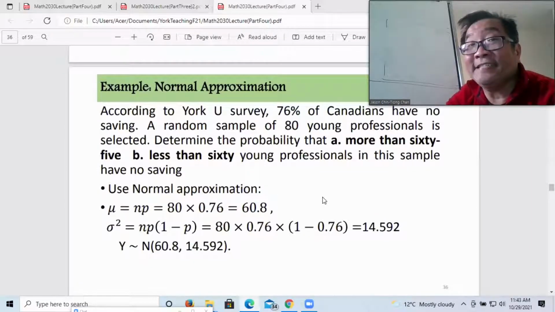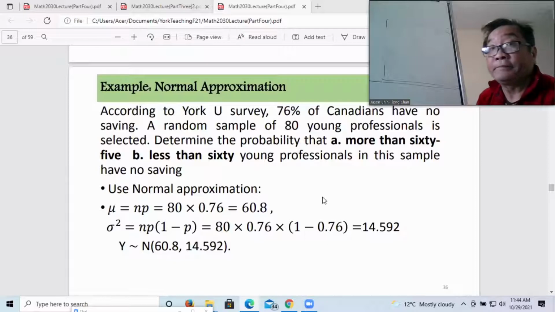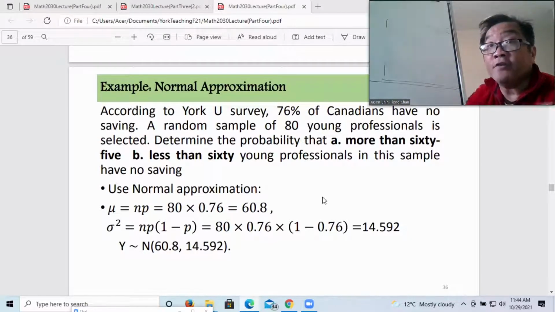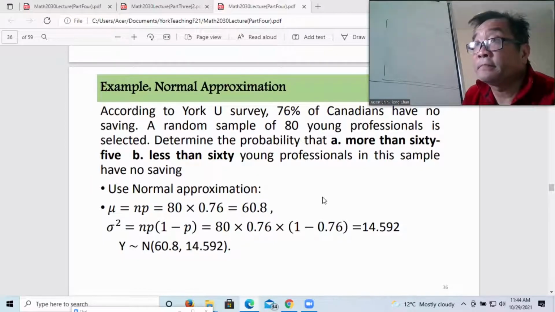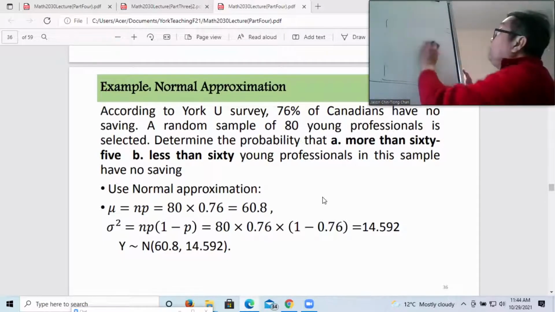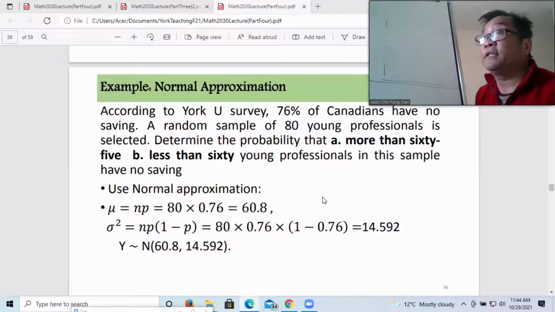Can you see this page 36? Yes or no? Okay, can you go through the questions? Can you understand the question?